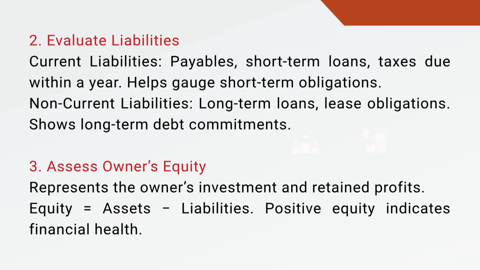Secondly, when looking at a balance sheet, we evaluate the liabilities. Current liabilities include payables, short-term loans, and taxes due within a year. This helps gauge short-term obligations of a business. Non-current liabilities, on the other hand, include long-term loans and lease obligations, and these show long-term debt commitments of the company.